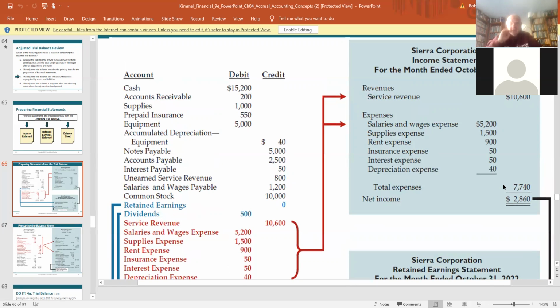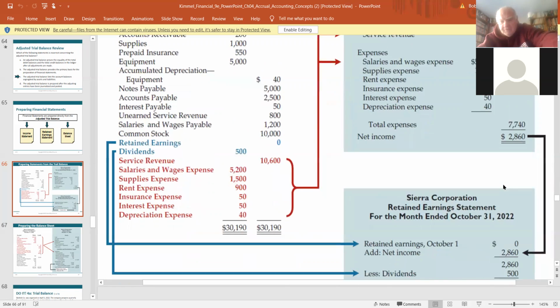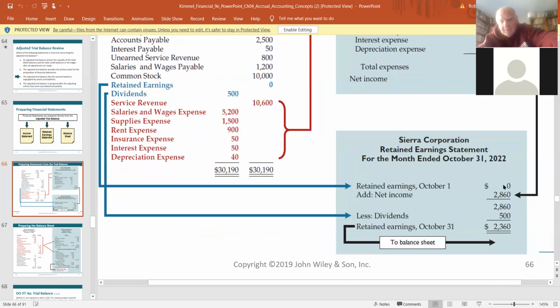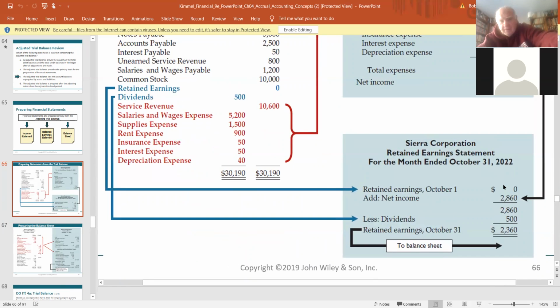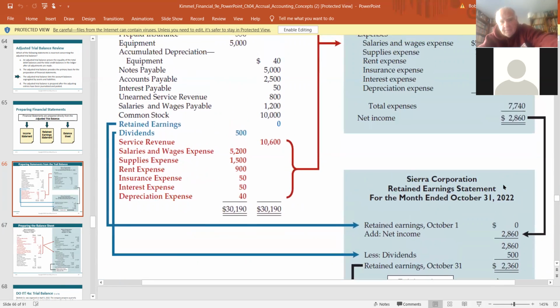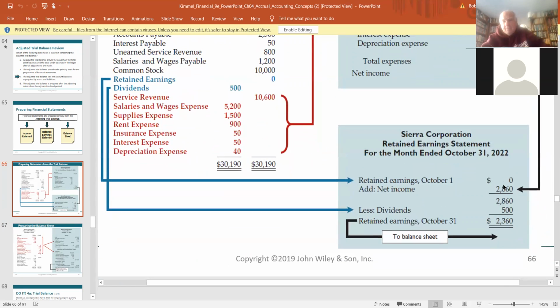The income statement is your sales minus your expenses. The reason we do the income statement first is we have to get the net income to do the retained earnings statement. So let's take a peek at the retained earnings statement. This is pretty easy. It is your beginning retained earnings, and they're saying that it's zero because this was a new company. Sierra had not been in business. This is their first year of business.